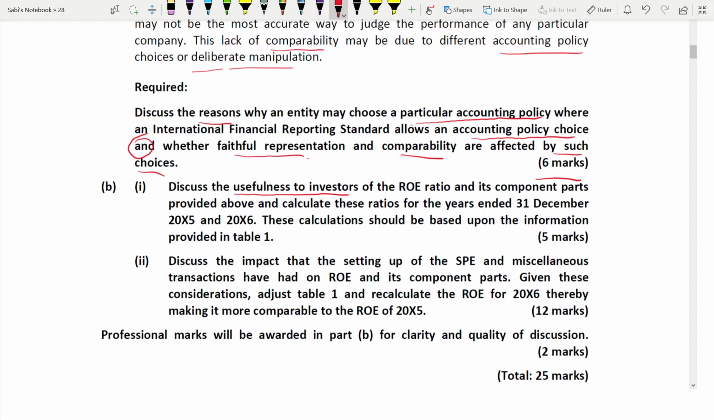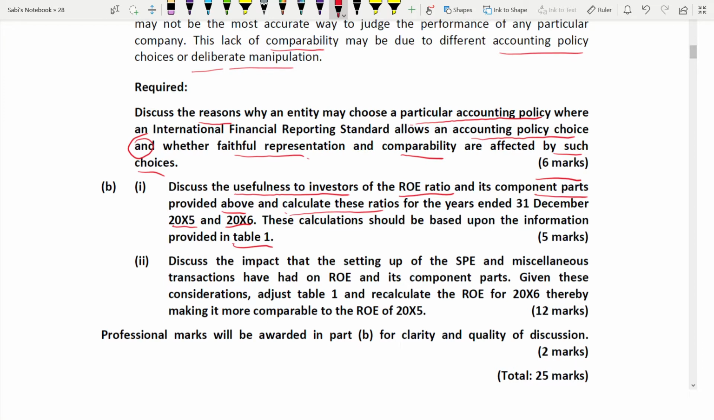Discuss the usefulness to the investors of the ROE ratio and its component parts provided above. There are so many other ratios also which make up ROE. You have to comment on that also. Why it is useful for the investor. Not only that, you have to calculate these ratios for the year ended 31st December 2005 as well as 2006. And these calculations will be based upon the information provided in table 1.